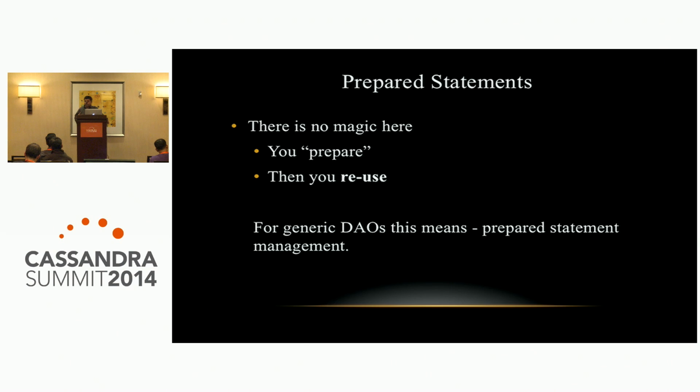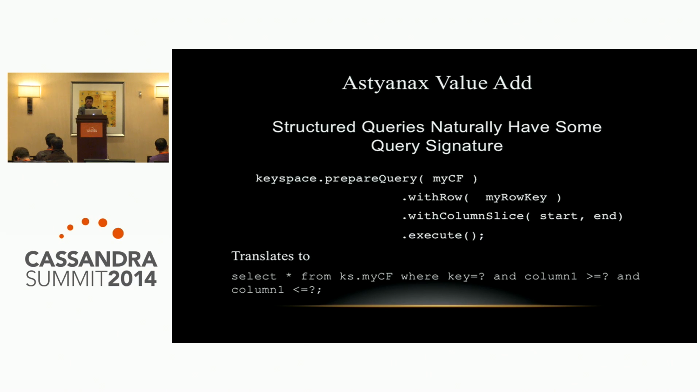But whatever, it is slightly non-trivial, and you soon get into prepared statement management. So there was one cool Astyanax value add here that we discovered almost after the fact. If you look at this query in the middle, I showed a similar example before. It's keyspace dot whatever with row dot with column slice and then execute. If you notice, it's quite structured, which is kind of nice. You can view all of this as just little Java objects underneath in the Astyanax API.